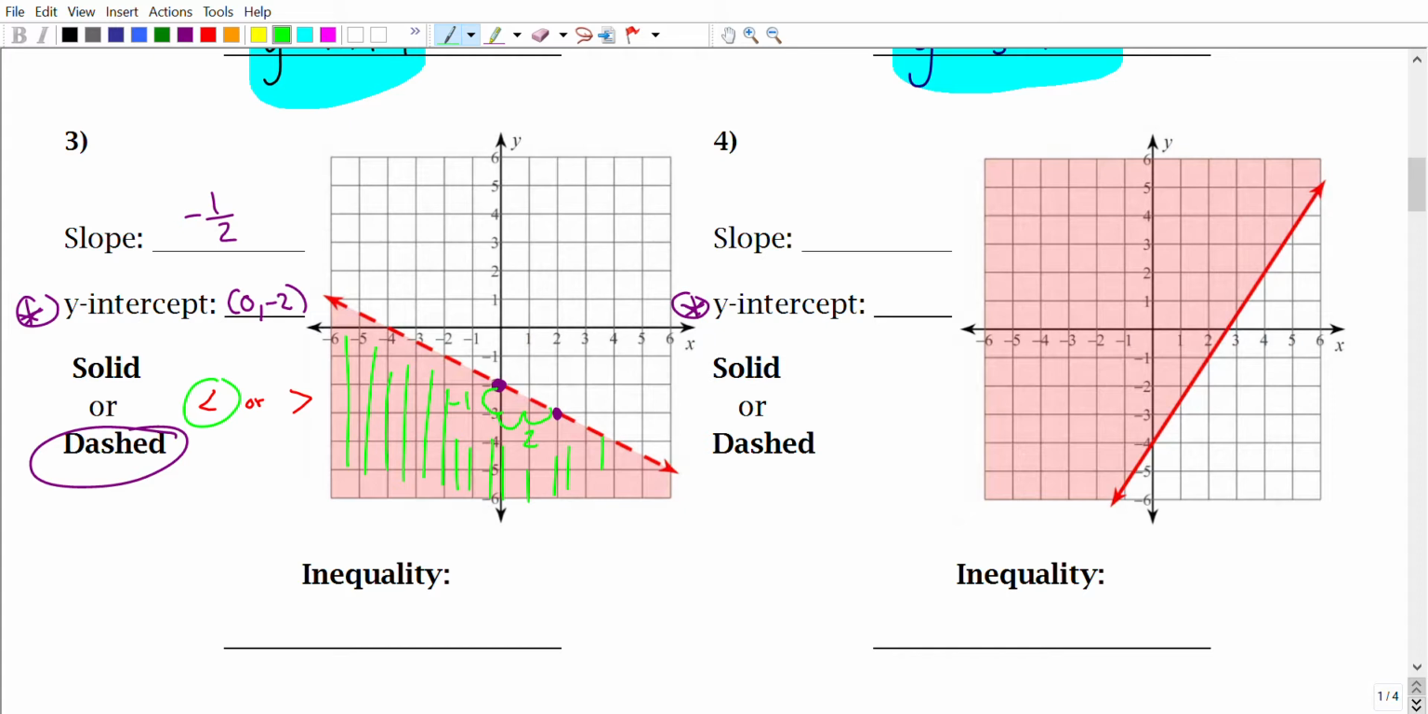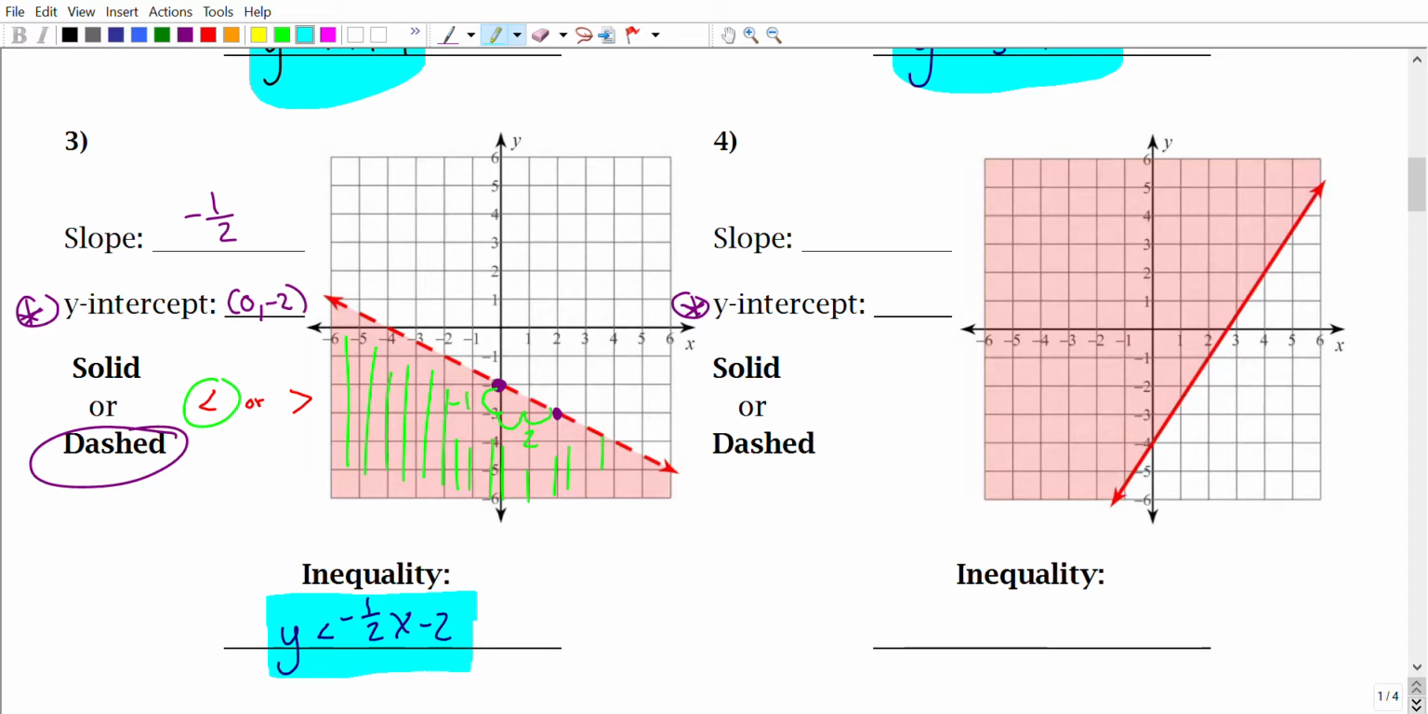Okay, so let's go ahead and throw it all together, see if we have our answer. So what do we get? We get y < -1/2 x - 2. And we have our final answer.